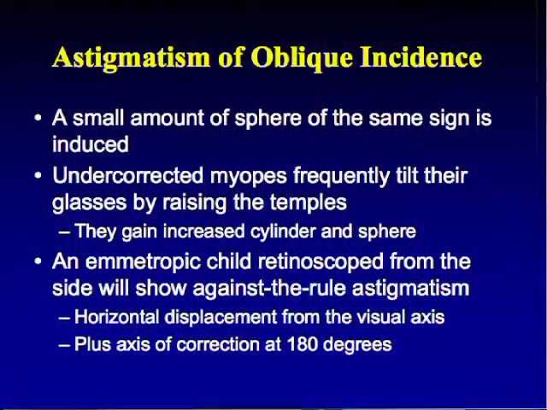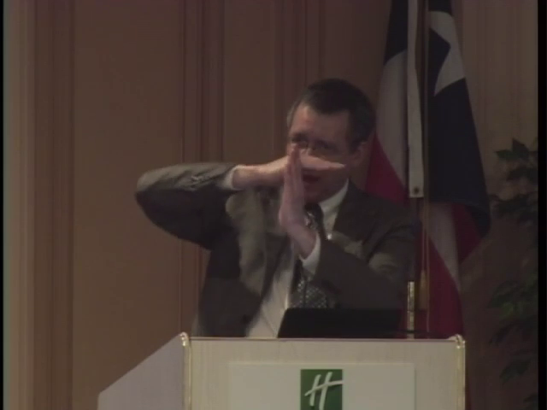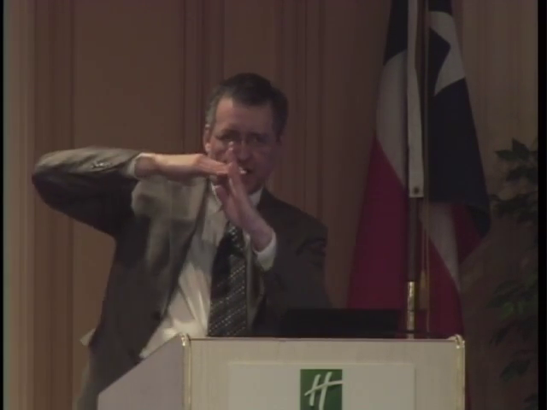The other clinical take-home of that is that if you try to do retinoscopy from the side, you'll get against the rule astigmatism. You can work this out if you sit down and think about it. There's 60 diopters of plus power in the eye. If you go oblique to that, you're going to get plus cylinder induced in the axis of tilt. And so then you're going to have to correct that with plus cylinder opposite of the axis of tilt, which is going to have the axis opposite the axis of tilt.